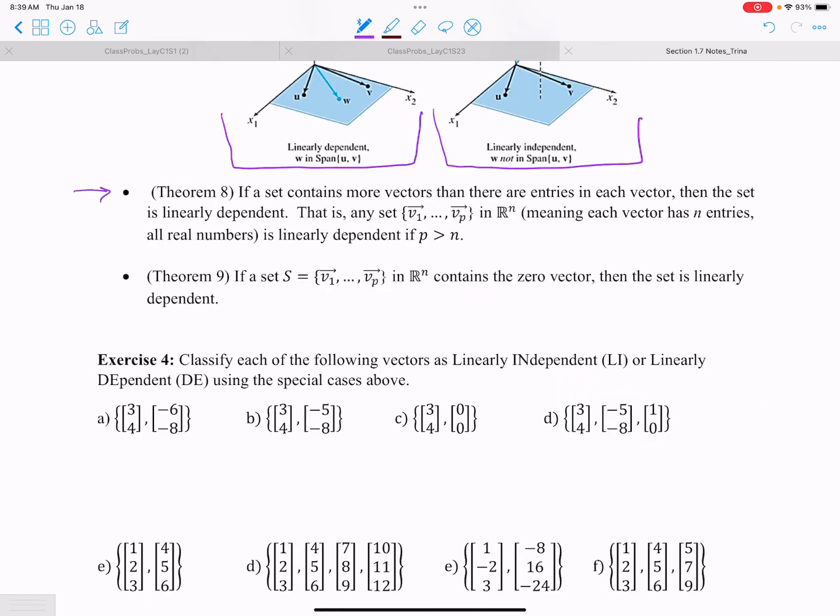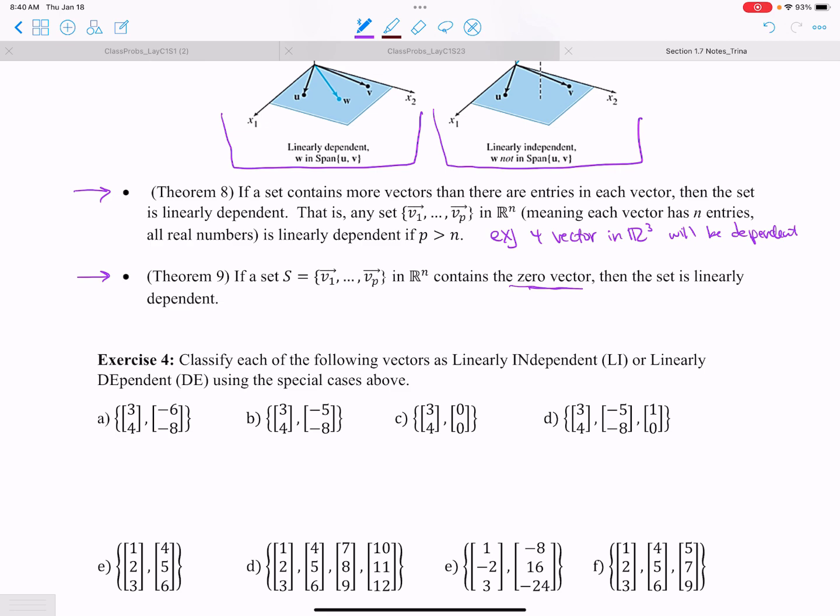Theorem 8 says that if a set contains more vectors than there are entries in the vector, then the set is linearly dependent. So in other words, 4 vectors that are all in R3 will be dependent. Theorem 9 says that if we have a set of vectors in Rn and it contains a 0 vector, then it's automatically linearly dependent.